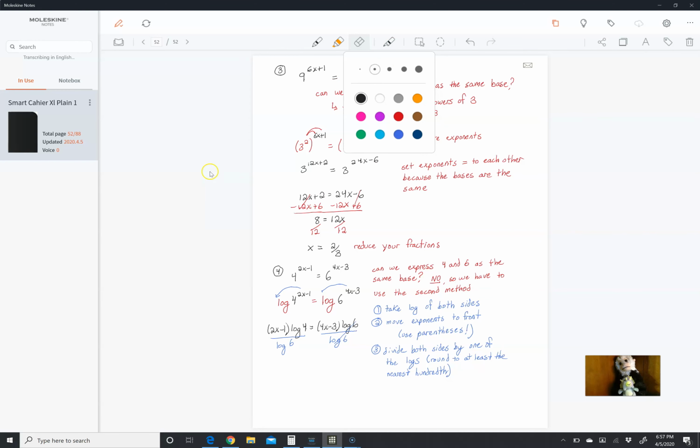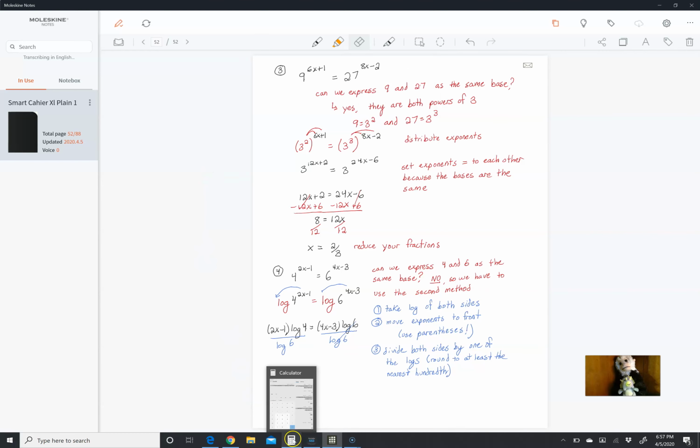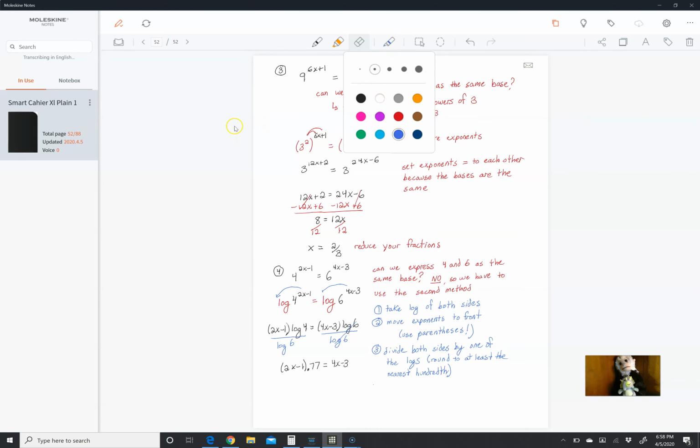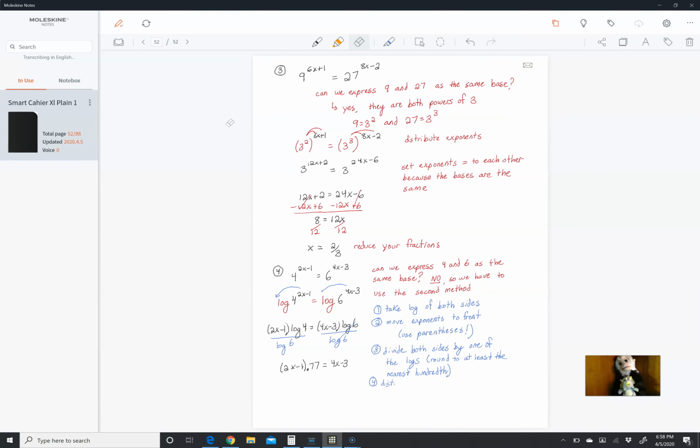So we said that it was 0.77? Yes, 0.77. So now we have 2x minus 1 times 0.77. You could put the 0.77 here or on the other side, but it's multiplication, is equal to 4x minus 3. So our next step is to do the distribution, to distribute. You're going to distribute and solve for x.